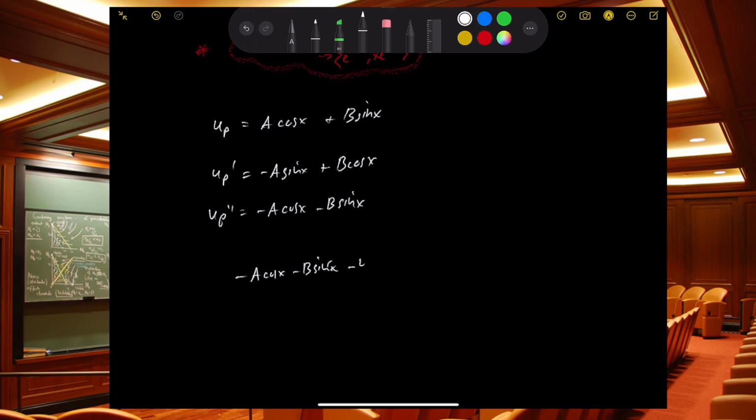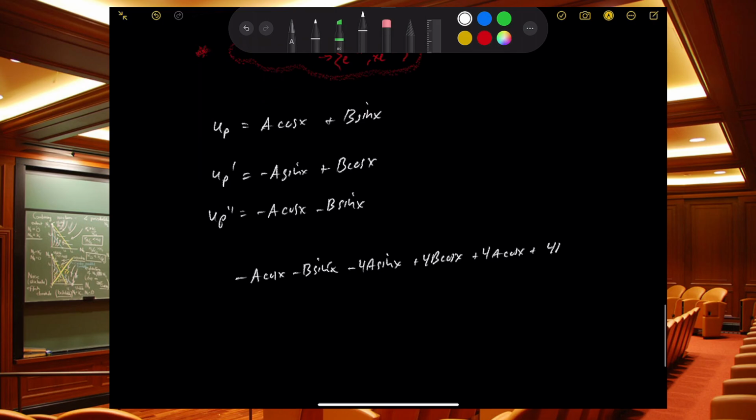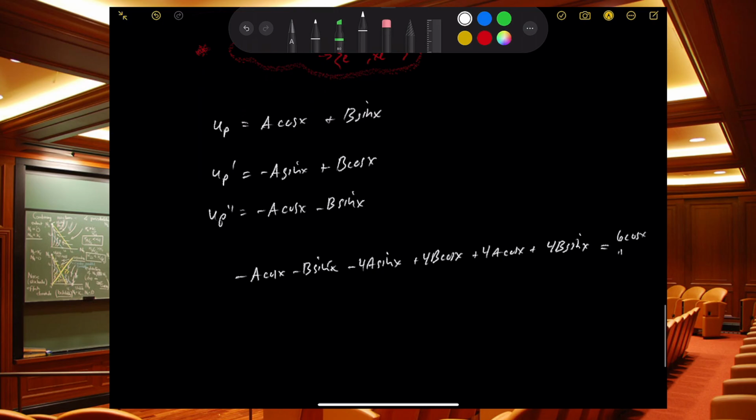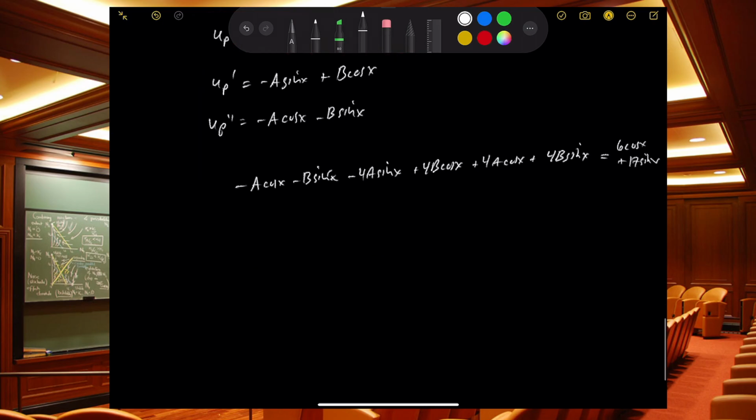So 4u prime is negative 4a sine x plus 4b cos x, plus 4u, which is 4a cos x plus 4b sine x. Getting a little crooked here. When this is equal to 6 cos x plus 17 sine x, we gather up all the cos x coefficients. What we get is negative a plus 4b plus 4a, so we'll get 3a plus 4b, plus sine x. I should maybe be writing these in front of this, because this is not the input, this is the coefficient.